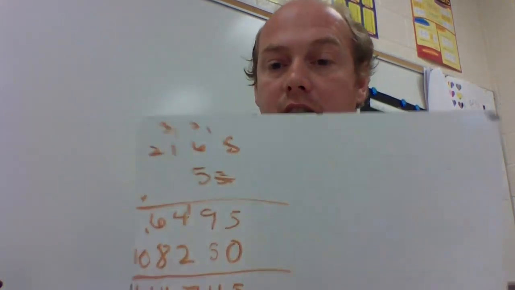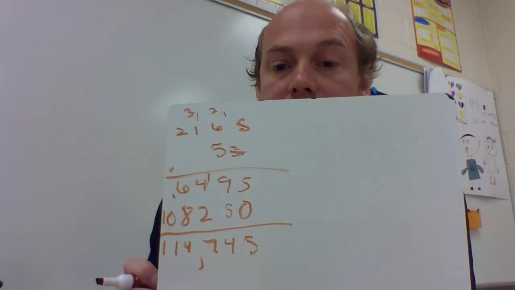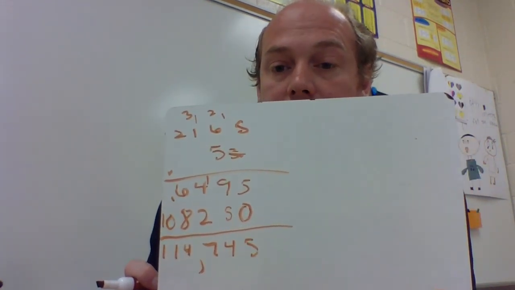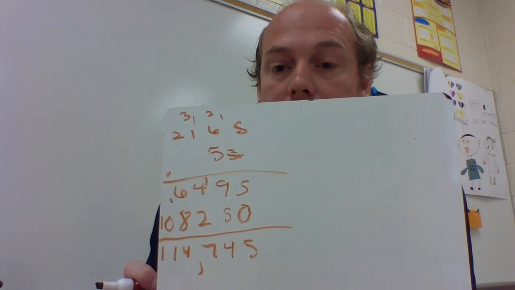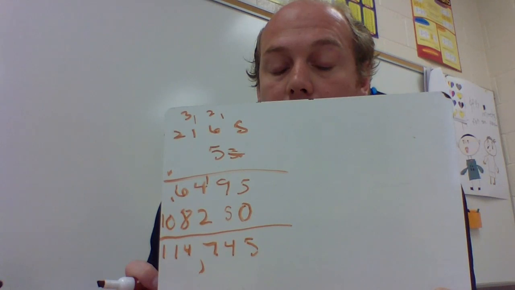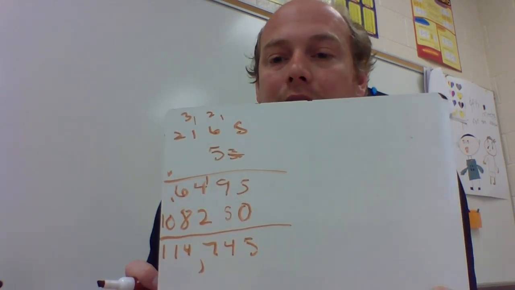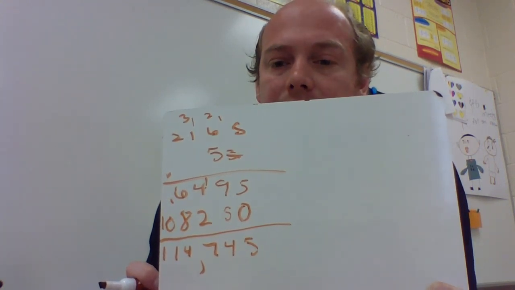So our answer to this problem, 2,165 times 53, is 114,745.